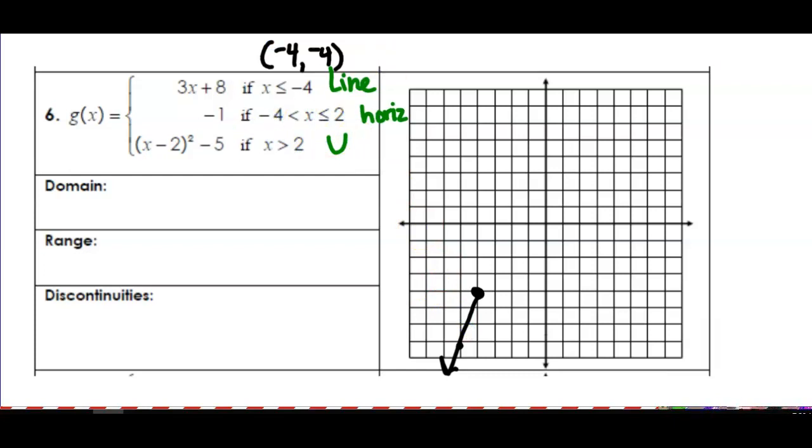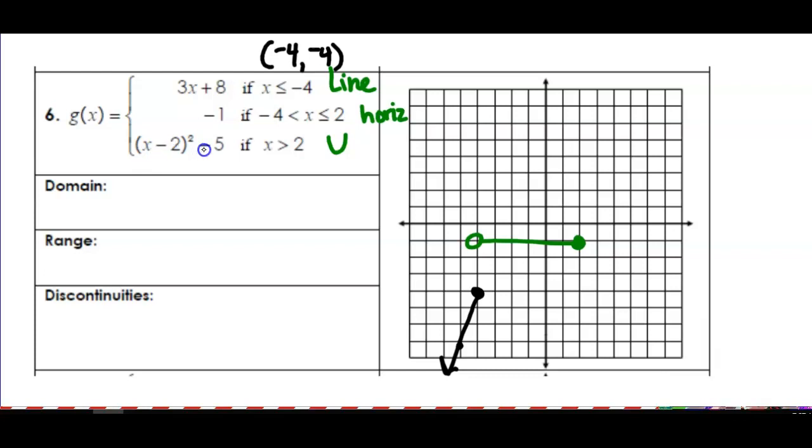It is just a horizontal line at -1. Ooh, right there. But we get to erase the pieces to the left of -4, and it only goes to +2. And then the -4 was not included, so this guy is an open circle, green pen. And this guy had an or equal to at the 2, so he's a solid circle.